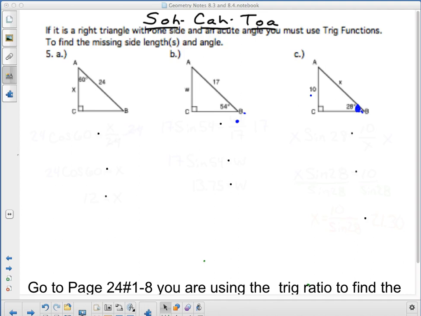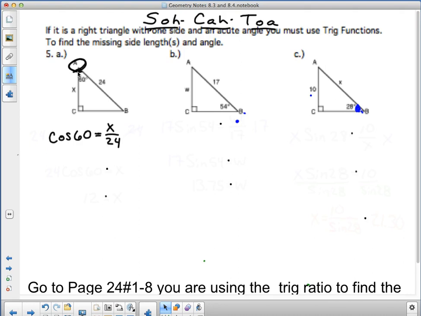So standing on my 60-degree angle, right here at angle A, X is adjacent to that angle, okay? And the 24 is my hypotenuse. Are you okay with that? So because of that, I'm going to set up a relationship using a trig function, okay? And it's cosine of 60 is equal to x over 24.